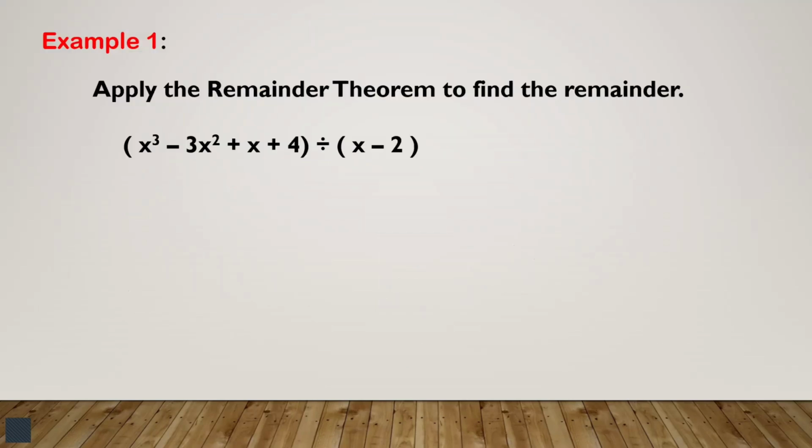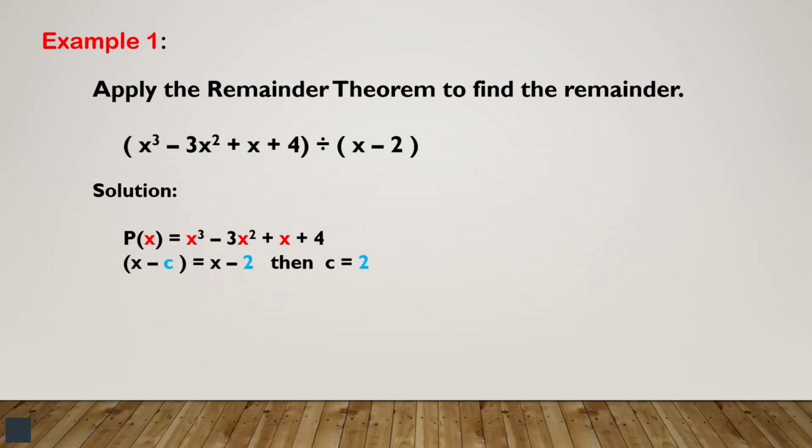Apply the remainder theorem to find the remainder. The quantity x cubed minus 3x squared plus x plus 4 divided by the quantity x minus 2. So we have the solution. Let p of x be equal to x cubed minus 3x squared plus x plus 4. And our divisor x minus c is equal to x minus 2. Then c is equal to 2.